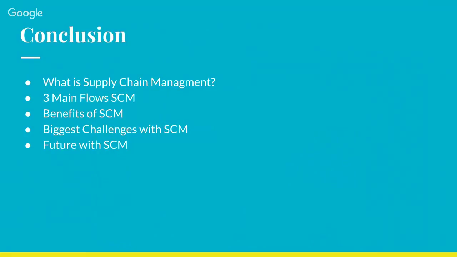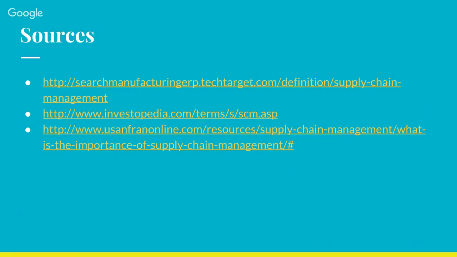So conclusion, supply chain management, we covered that. That's just all companies trying to do is find a way to produce as little as possible while retaining a supply for customers, a customer reserve. Three main flows of supply chain management are the product flow, information flow, and financial flow. We talked about the benefits of supply chain management and the biggest challenges in the future of supply chain management, which is as technology grows, supply chain management will only continue to improve and try and reach some magical number of perfect production. And here are the sources I use to learn about supply chain management and the importance of it in its future.